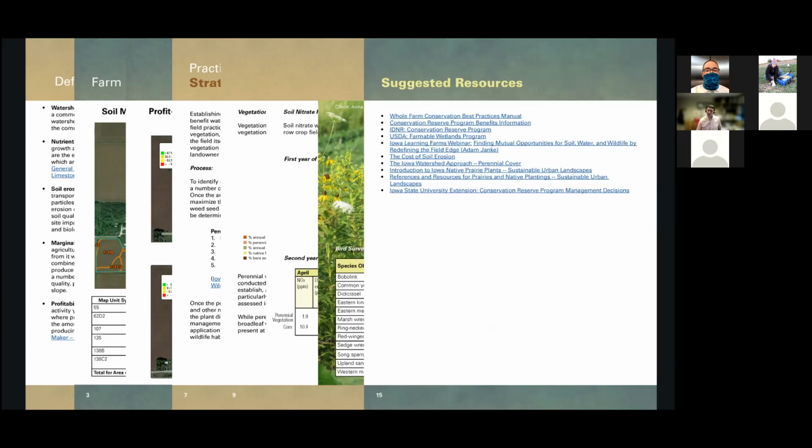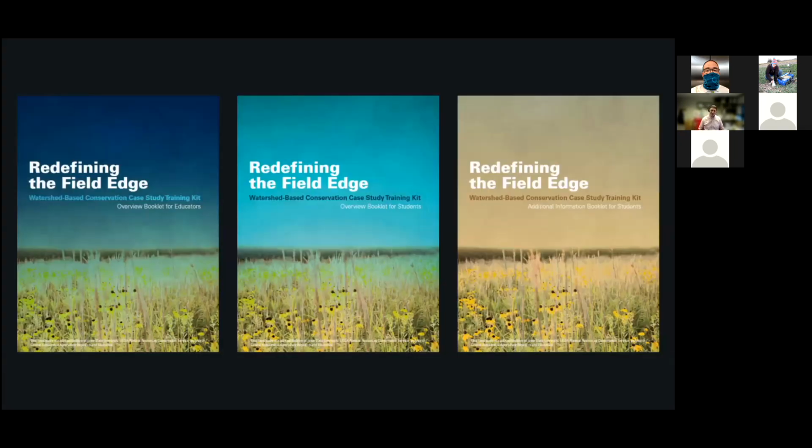And then, like all of them, we have suggested or additional resources that participants can really dive into and find more information depending on the type of questions that they're being asked or have an interest in. That's a nice way to get people in there to find some really good, credible information to supplement with. So again, we've got the booklets for the educators, the students, and the additional information.